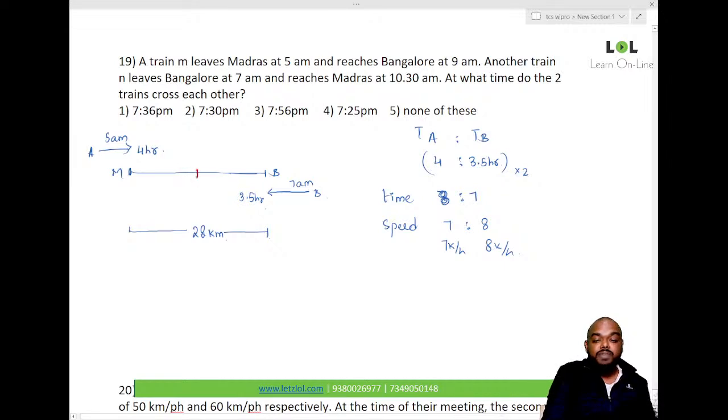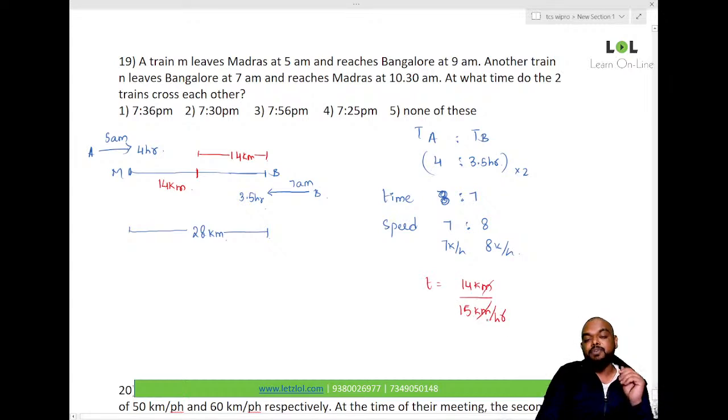Tell me, how much distance will it cover, train A in 2 hours? 14. Perfect, Sangram. Because we consider train A speed as 7 km per hour, in 2 hours it will travel 14 kilometers. So what is the leftover distance? Only 14 kilometers. For this 14 kilometers, we have to calculate time. So what do we need? Time, distance by speed. Distance left over between them from 7 a.m. is 14 kilometers. Speed, relative speed, sum of the speeds in opposite directions, 7 plus 8, sorry, 15 kilometers per hour.